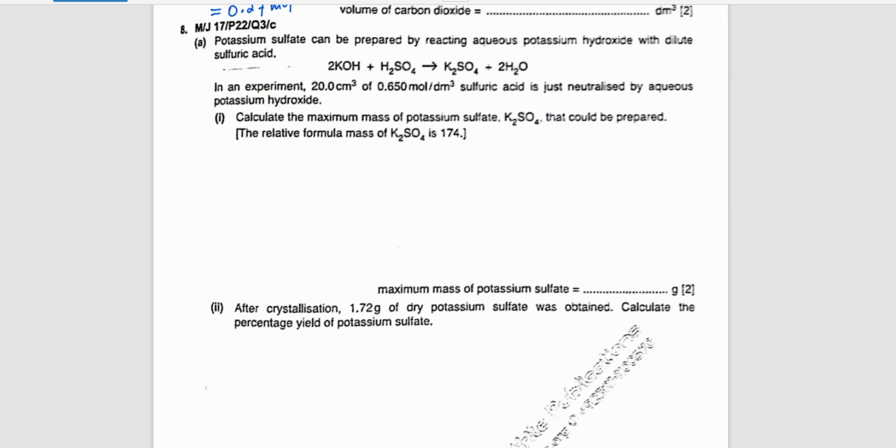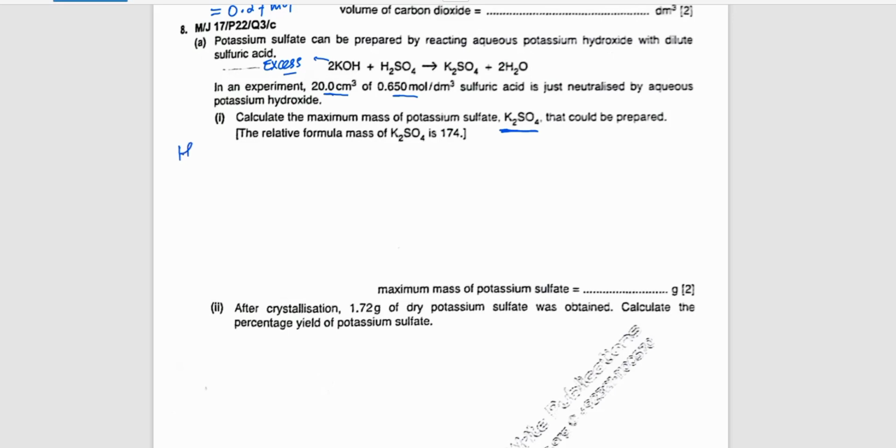Potassium sulfate can be prepared by reacting aqueous potassium hydroxide with dilute sulfuric acid. In experiments, 20 cm cube of this much concentration of sulfuric acid is just neutralized with the aqueous potassium hydroxide. So we have the volume and its concentration given over here, by aqueous potassium hydroxide. Okay, so it means this is in excess, and this is in limiting amount. Calculate the maximum mass of potassium sulfate that could be prepared. Potassium sulfate, okay, that could be prepared. So this is the limiting.